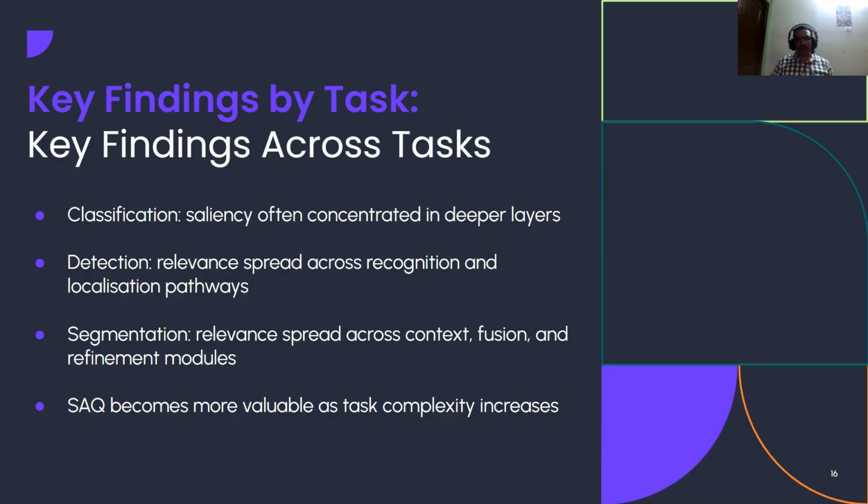For semantic segmentation, the relevancy is even more distributed across the network, including the context modules, feature fusion, and refinement stages. This helps explain why segmentation shows the strongest improvements with SAQ. So, a clear pattern emerges: as the task becomes more structurally complex, the value of semantic aware compression increases. This shows that SAQ is not just a compression technique but a framework that becomes more effective as the model reasoning becomes more spatially and structurally dependent.